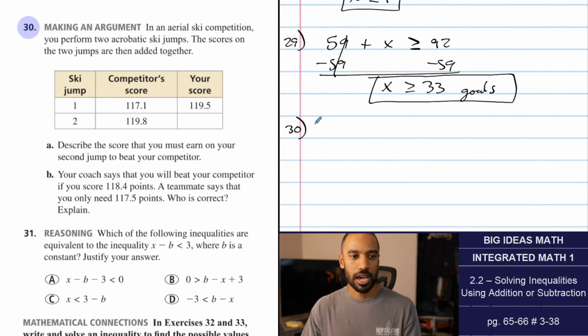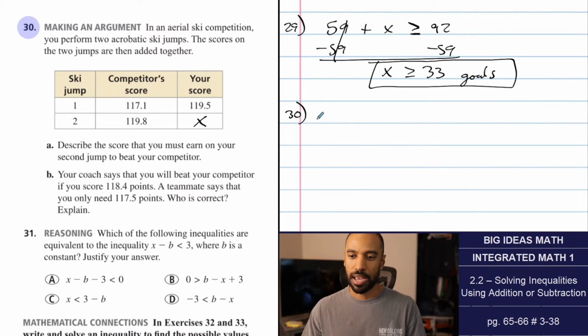In an aerial ski competition, you perform 2 acrobatic ski jumps. The scores on the 2 jumps are then added together. So your first score is 119.5, versus your competitor this. They're going to add those. Describe the score you must earn on your second jump to beat your competitor.